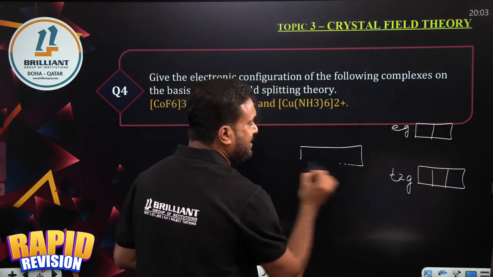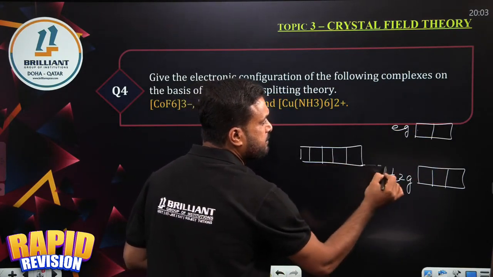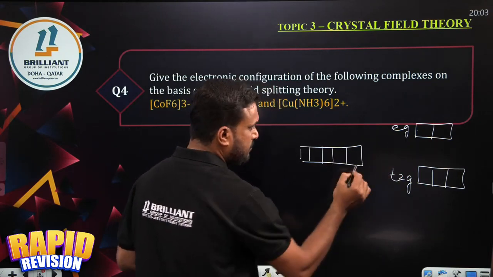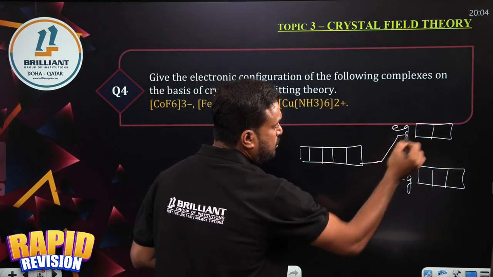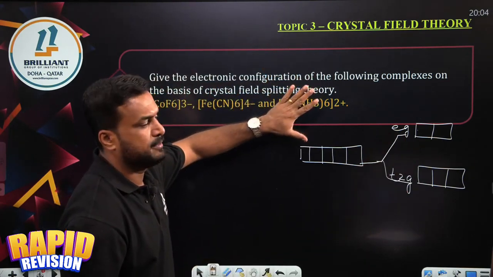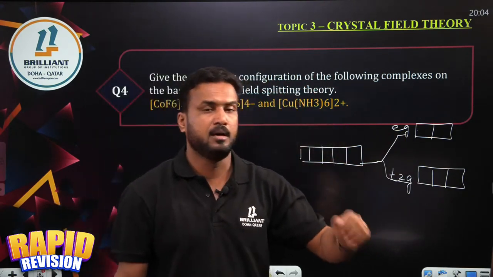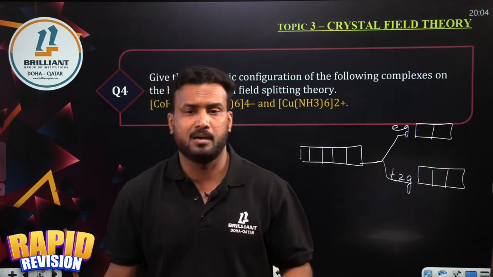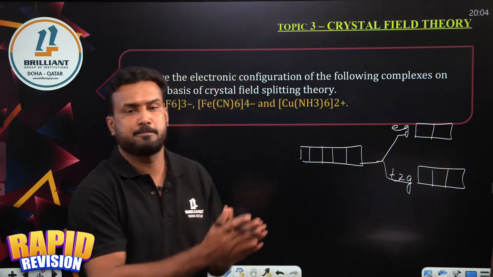So the degenerate 5d orbital splits into two, that is T2g and Eg. This is called crystal field splitting. Based on this, they could explain why complex compounds exhibit color, that is all they could explain.